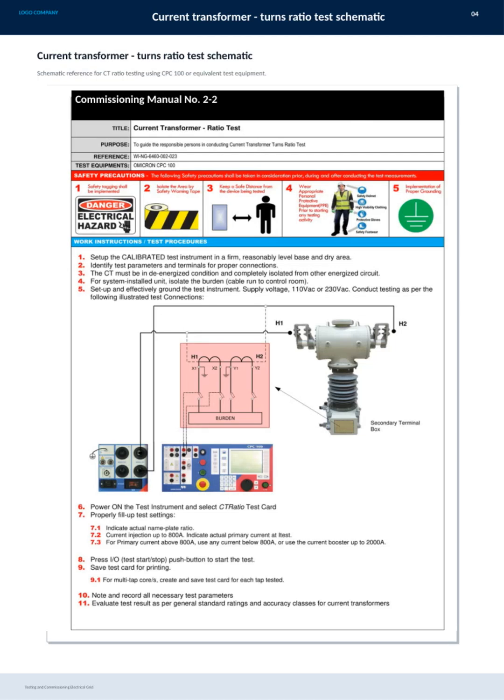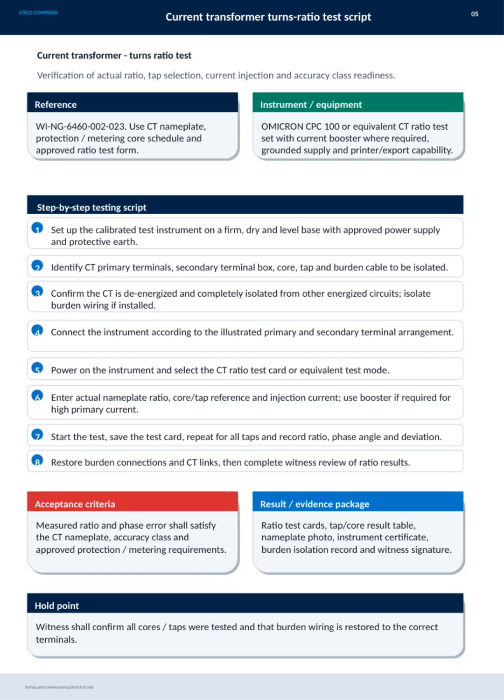Here we have the schematic for the current transformer turns ratio test, which is essential for ensuring accurate performance of the transformer. This test verifies the correct ratio between the primary and secondary windings, which affects measurement and protection functions in the electrical grid. Using the CPC 100 or similar test equipment, we can accurately assess this ratio to detect any discrepancies. This step is a critical part of the testing and commissioning process, helping to maintain system reliability and safety. On this slide, we're covering the current transformer turns ratio test, which is a crucial step in the testing and commissioning of the electrical grid.